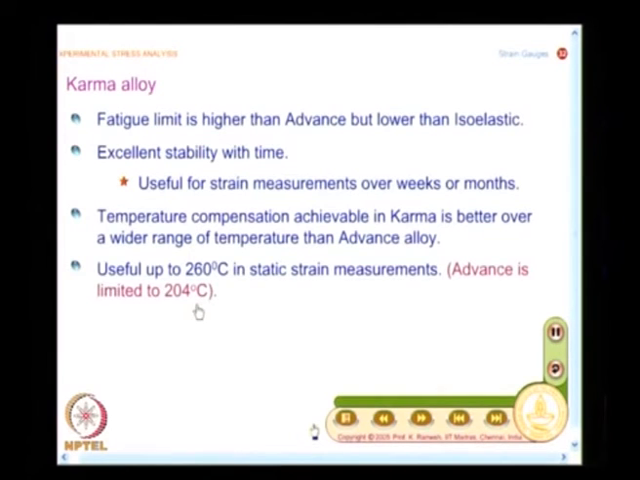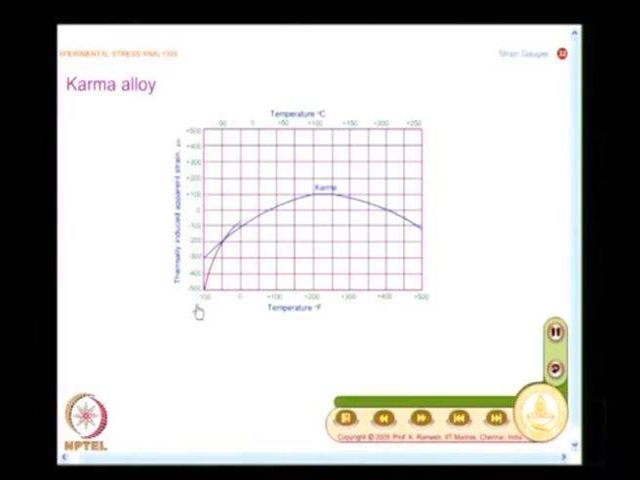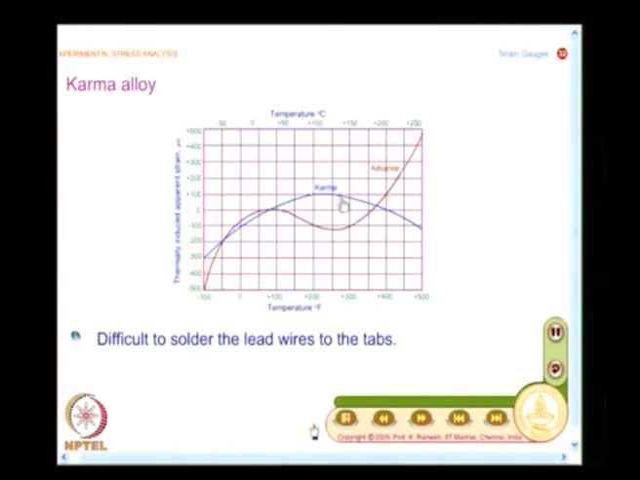All this information helps you to arrive at how to select a particular alloy for a given application. And now you have a comparison between Advance and Karma, both are nonlinear. What we saw was at room temperature Advance is good, at room temperature Karma is not good, but I have to do some kind of temperature compensation. But if I adopt that temperature compensation, it can be done for a wider range than what you have in Advance.